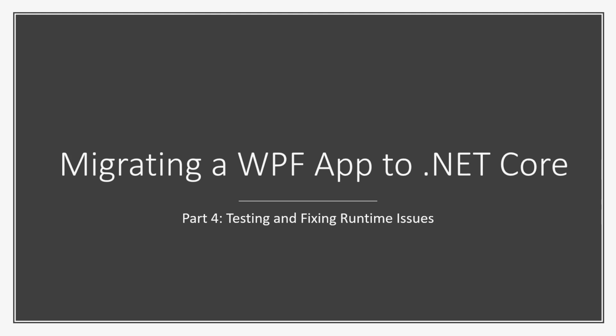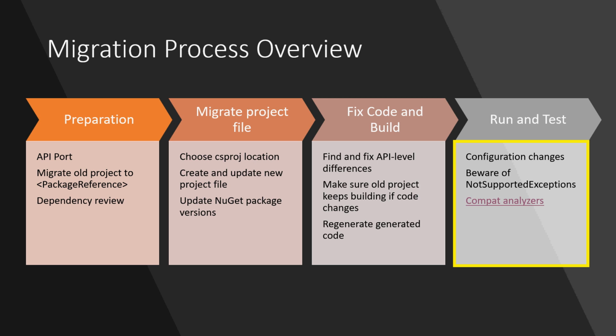Okay, we're in the home stretch now. In the last video, we got our sample application building for .NET Core. So that means that we're ready to go on to the last step of the migration process to get our Bean Trader sample running completely on .NET Core 3.